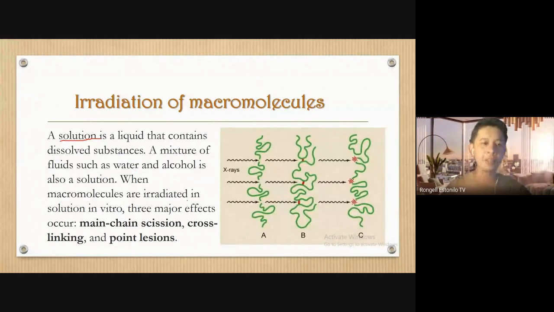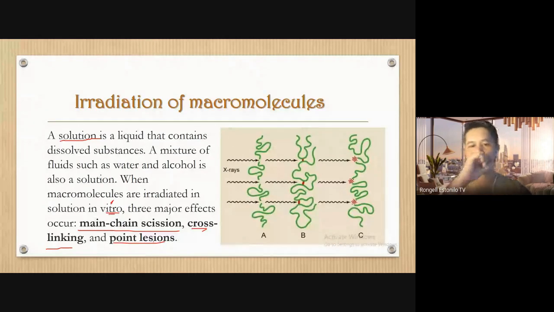Okay, when macromolecules are irradiated in solution in vitro, that is in a test tube or outside the human body, these are the observed effects. Again, these 3 are only observed in vitro. I would like to clarify these are observed in vitro. First we have the main chain scission. Next we have the cross-linking, and we have the point lesions.